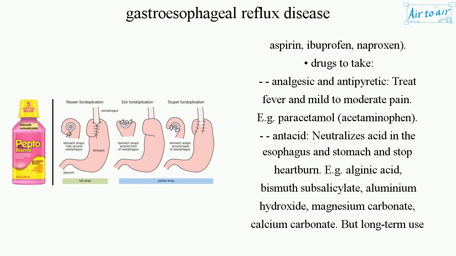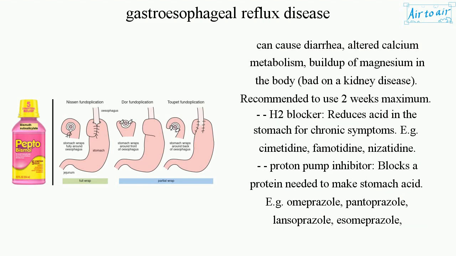Antacid neutralizes acid in the esophagus and stomach and stops heartburn, e.g. alginic acid, bismuth subsalicylate, aluminium hydroxide, magnesium carbonate, calcium carbonate. But long-term use can cause diarrhea, altered calcium metabolism, buildup of magnesium in the body, and is bad in kidney disease. Recommended to use 2 weeks maximum.